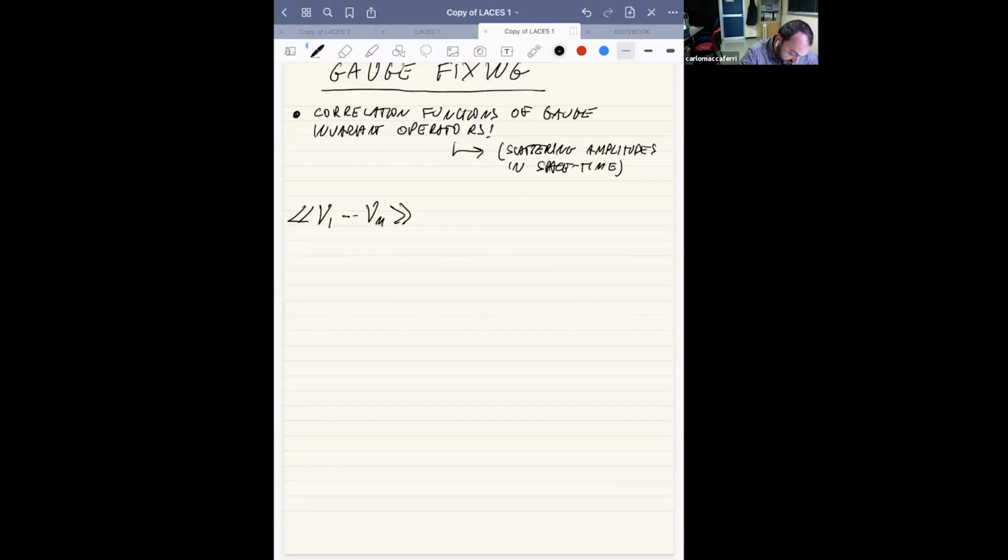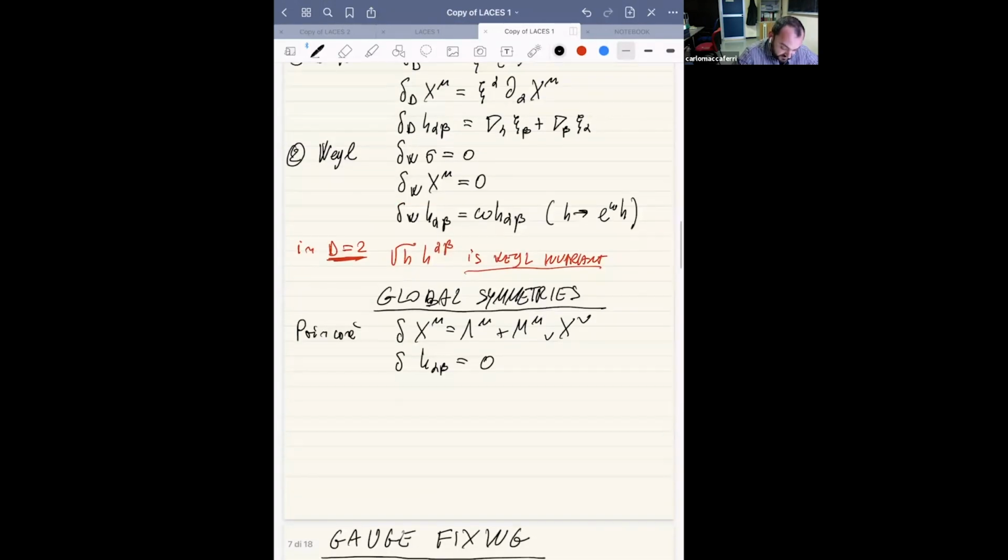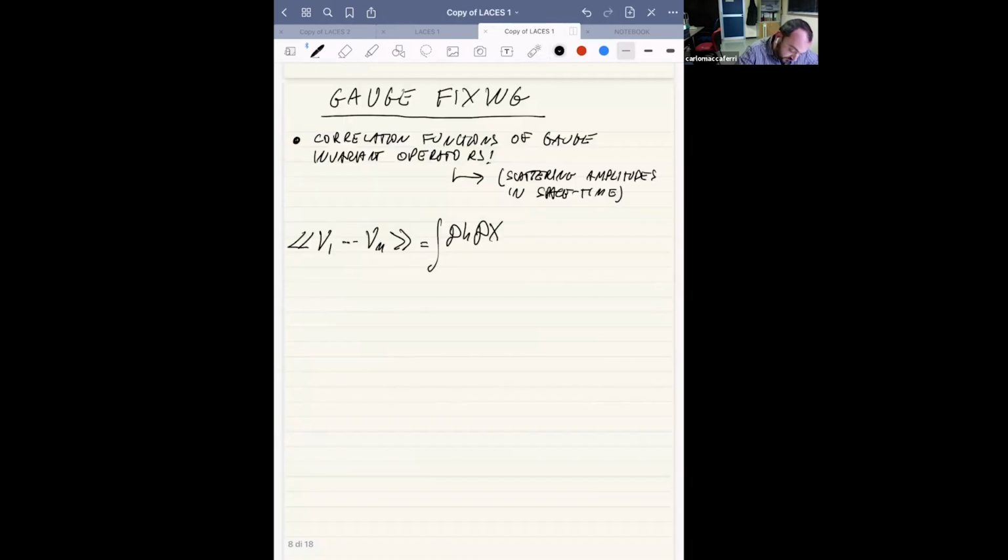But if I want to give a meaning to this thing in the path integral sense, then I have to compute something like this. So functional integration on the metric, functional integration on X. These are my quantum fields. And of course, these functional integrations, these measures, are overcounting a lot because I have these infinite dimensional gauge symmetries. So I have to divide by the volume of the gauge group, whatever that means.